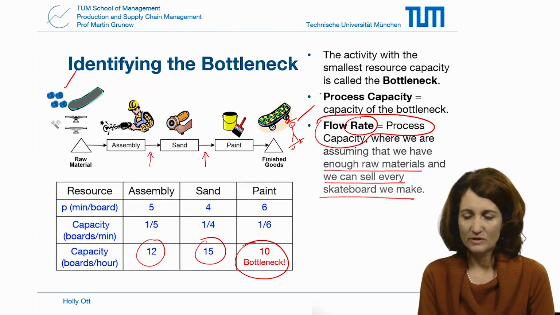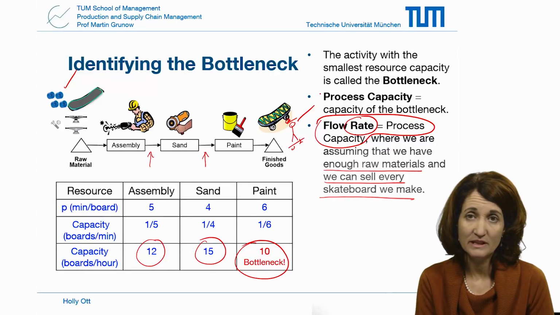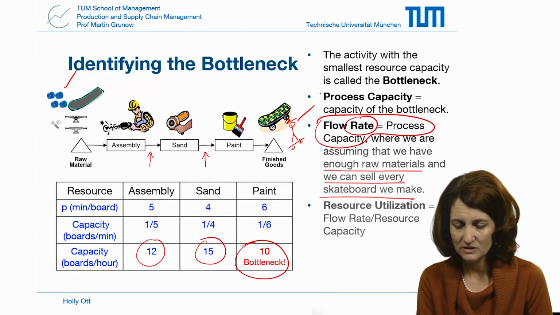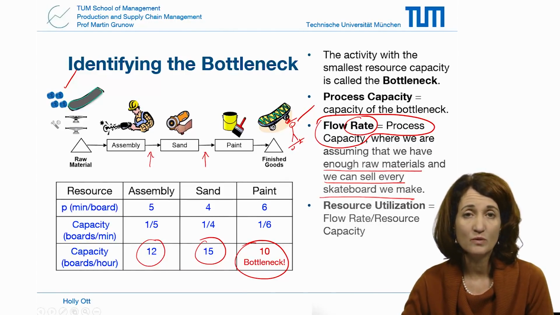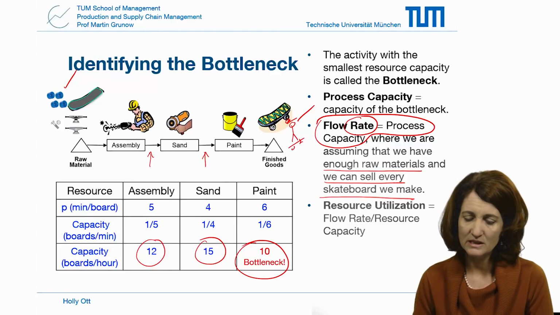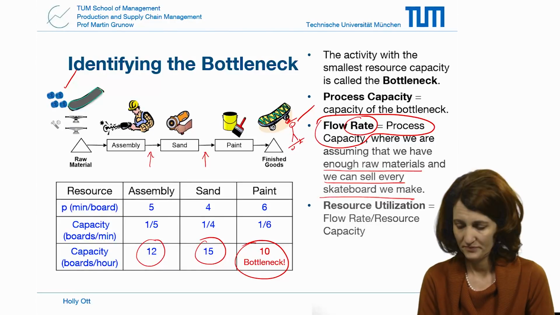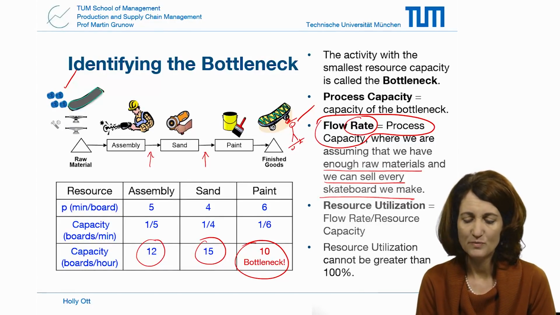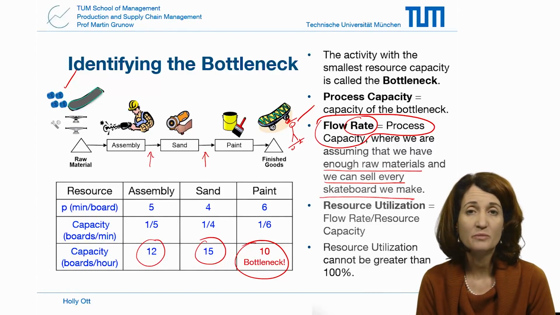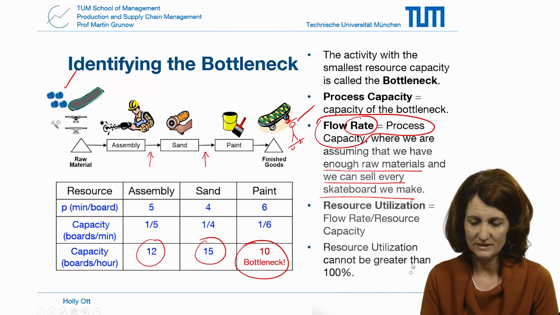So, we'll come back to that distinction a little bit later in the lean course. If we don't have any demand, then our flow rate should be slowed down to meet the demand, and we wouldn't actually produce as much. So, this allows us to come to another very important measure, our resource utilization. And this is the flow rate divided by the resource capacity. And just a point, the resource utilization cannot be greater than 100%. Let's look at that next.